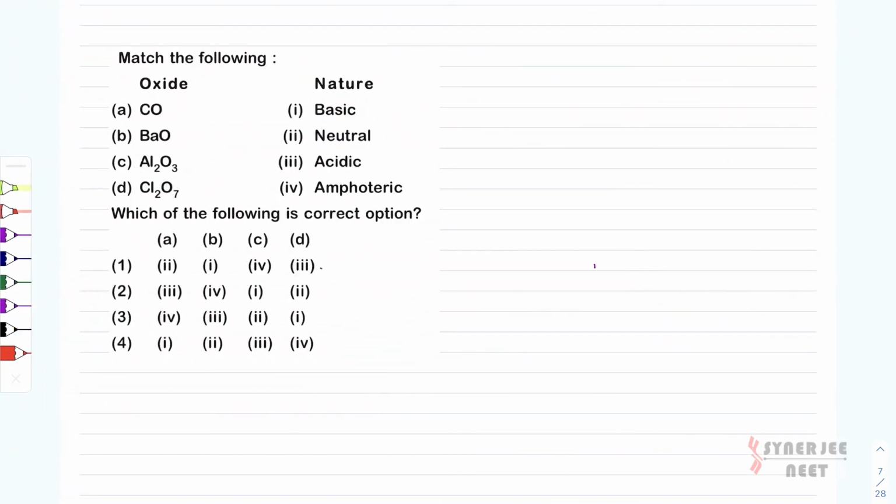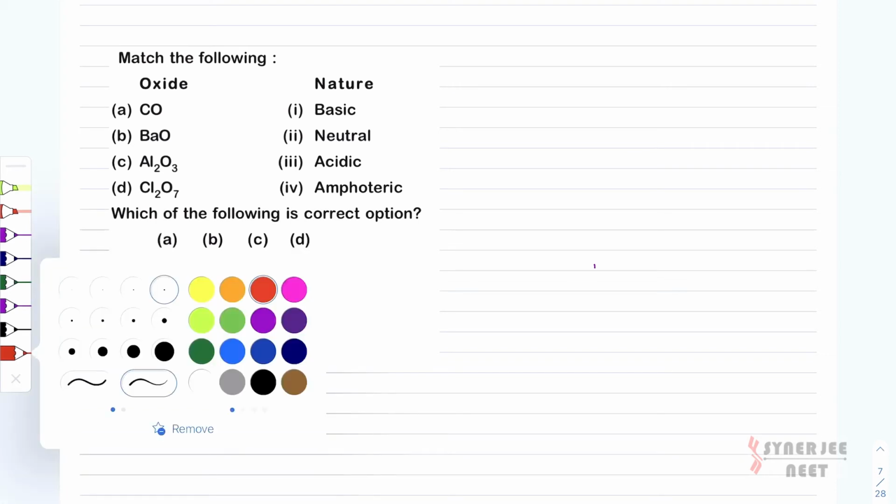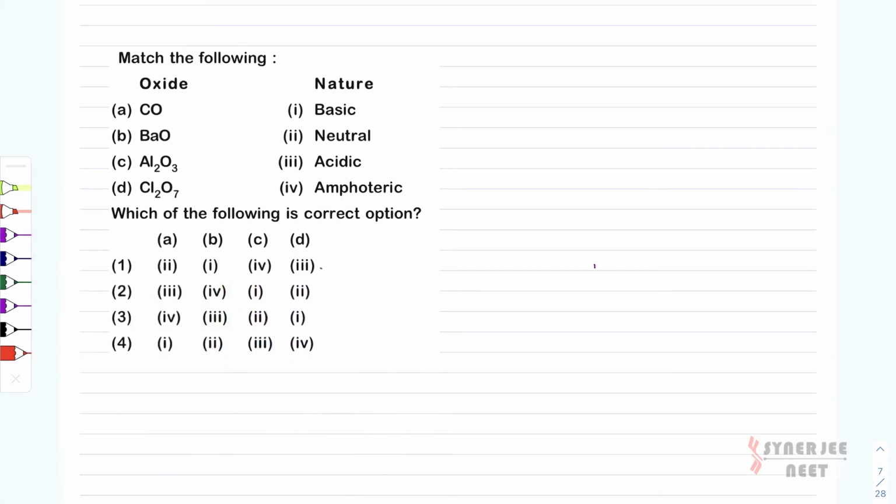In this question, we have to match the left column with the right column. As you see here, CO is a neutral oxide. Among carbon oxides, there are two oxides of carbon: one is carbon monoxide, the other one is carbon dioxide. Carbon monoxide is neither acidic nor basic. It is called a neutral oxide. Whereas carbon dioxide is an acidic oxide because it reacts with bases. Carbon monoxide neither reacts with a base nor with an acid. Therefore, it is a neutral oxide.